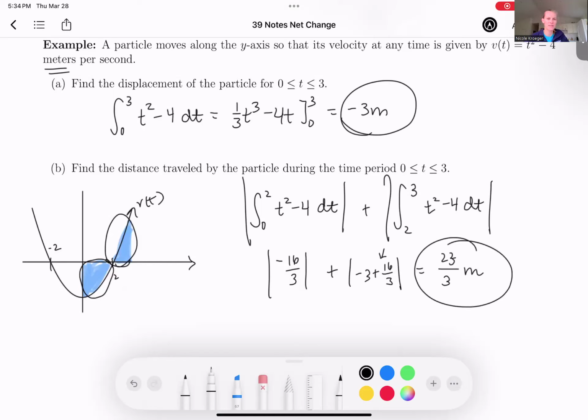Okay, so the difference between displacement and distance is a little bit strange, but if you have questions about that, ask me in class.